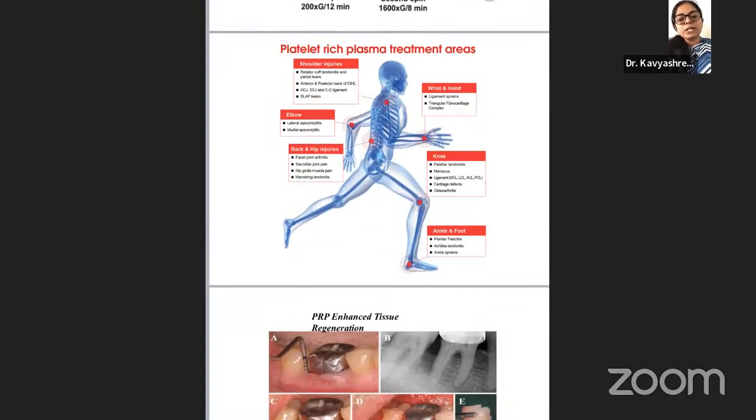Coming to the application of PRP, it can be used in treatment of various structures. Not only in dentistry, it is used systemically for treatment of shoulder injuries, elbow problems, back and hip injuries, wrist and hand problems, knee injuries, and ankle and foot also.